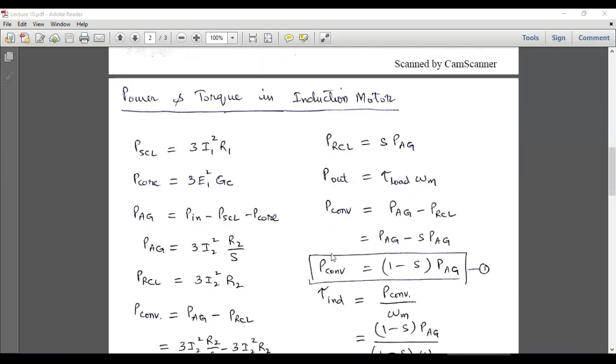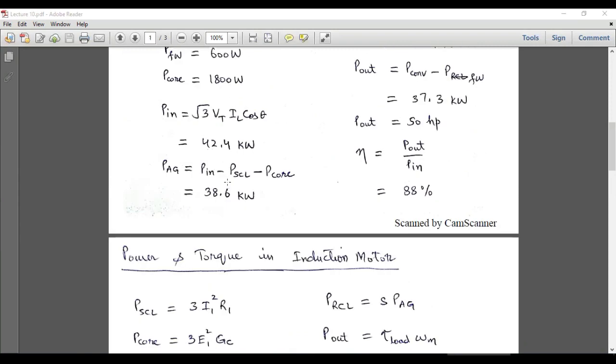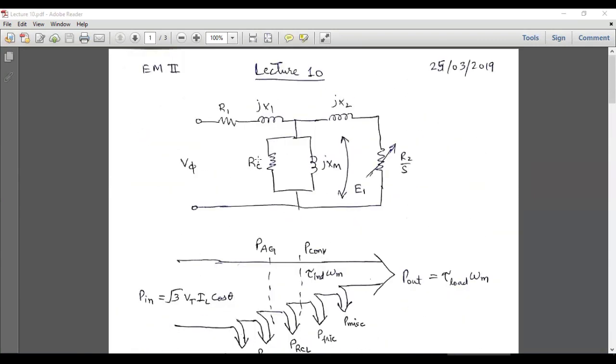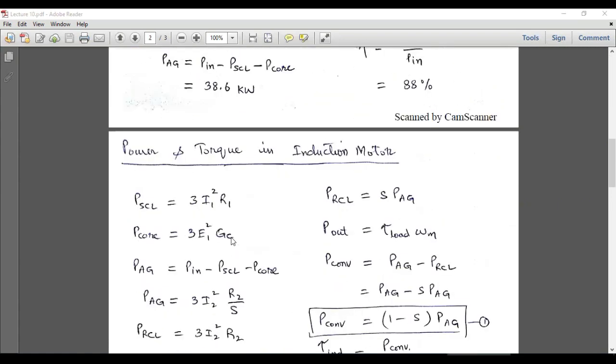Now we will see various expressions of powers and torques in induction motor. The stator copper loss is equal to 3I1 square R1, the power dissipation across the stator resistance. Similarly, core loss is equal to 3E1 square GC. GC is the conductance of the resistor which is present at this shunt branch. So GC is the reciprocal of this RC, and if we multiply this GC with this E1 square, we will get the core loss.